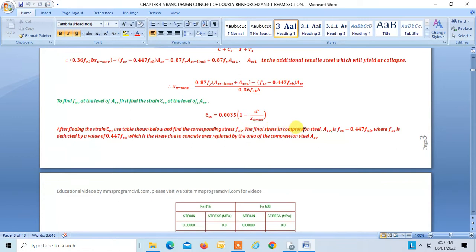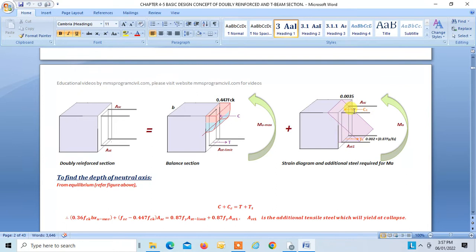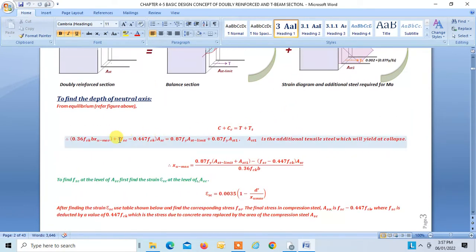The final stress in the compression steel ASC is FSC minus 0.447 fck, where fck is deducted by a value of 0.447 fck, which is the stress due to the concrete area replaced by the area of compression steel ASC. Okay, so we are deducting this from FSC because when we are providing compression steel, we are removing some area of concrete which is equal to the area of steel provided, right? So when we are removing some concrete area, the stress due to that concrete area also has to be reduced from the stress in the steel, right? So that is why we take stress in steel minus the stress in concrete which has been removed. So the final stress will be FSC minus 0.447 fck.